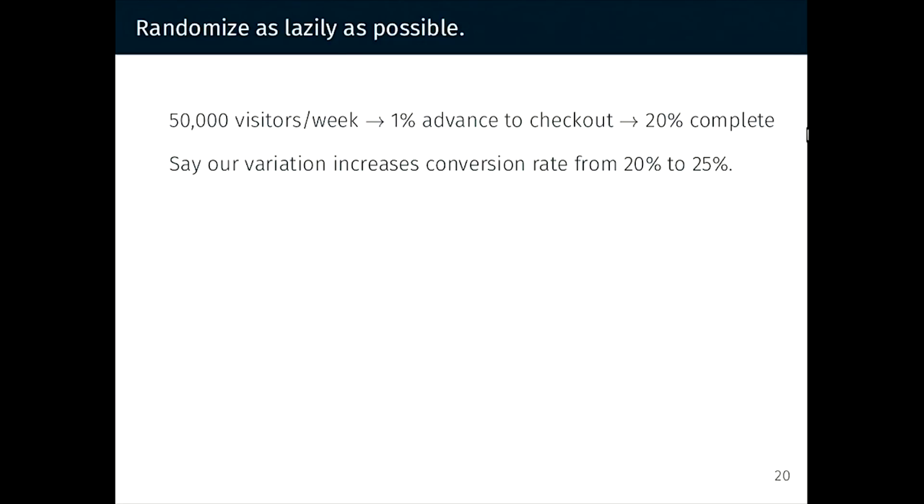So we imagine we have 50,000 visitors a week coming to our website. Of those 50,000, 1% advance to the checkout page. And then of those 1% advancing to the checkout page, 20% actually complete the purchase. So this is a funnel. Now we imagine that the variation, we're going to do a test on the checkout page, and the variation we're going to introduce maybe increases conversion rate from 20% to 25%. That's going to be our minimum planned effect, a 25% lift in this case, from 20% to 25%.